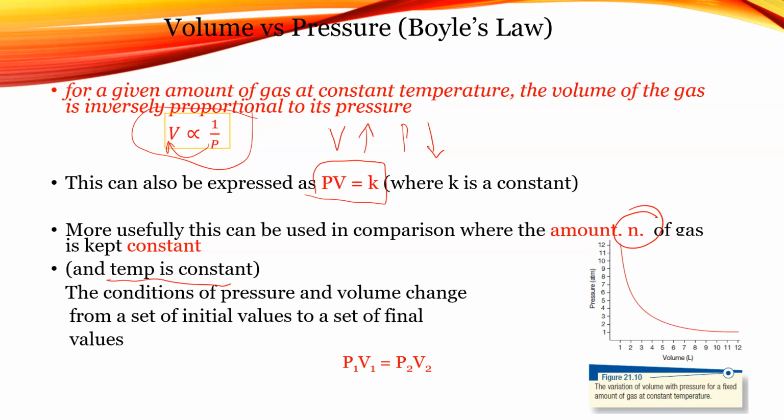Then, if you have different conditions, so if you're going to change the pressure or the volume for your gas, but you keep the amount the same and the temperature the same, you get this situation, which should bring to mind the equation from last year, C1V1 equals C2V2. Similar situation: P1V1, the initial set of pressure and volume multiplied together, gives you P2V2, the final set of volume and pressure.